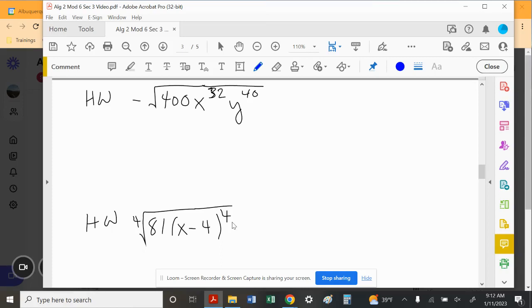Okay, some of your homework problems that I want to go over. First one is negative square root of 400 x to the 32 y to the 40th. Of course, whenever we're dealing with this, we now have an even root, which means we might have the absolute value rule come into this particular problem. We'll figure it out as we did, but at least we can identify that first. It may work, it may not, so it really just depends.